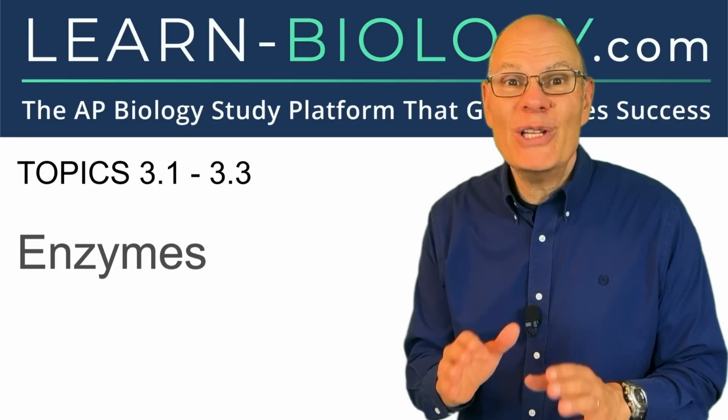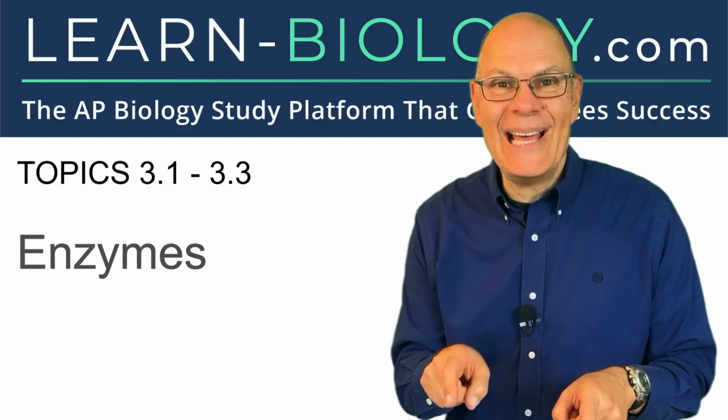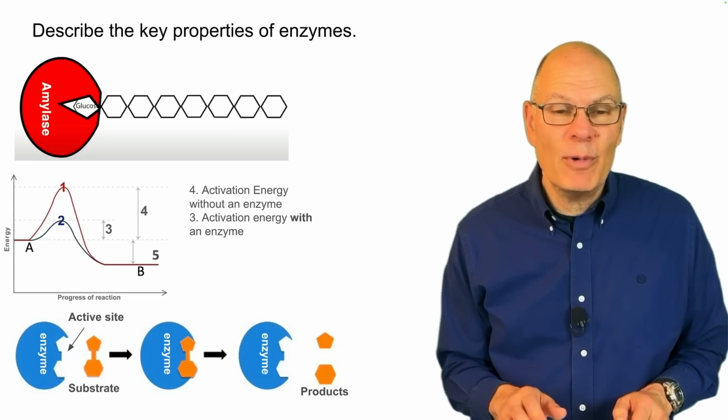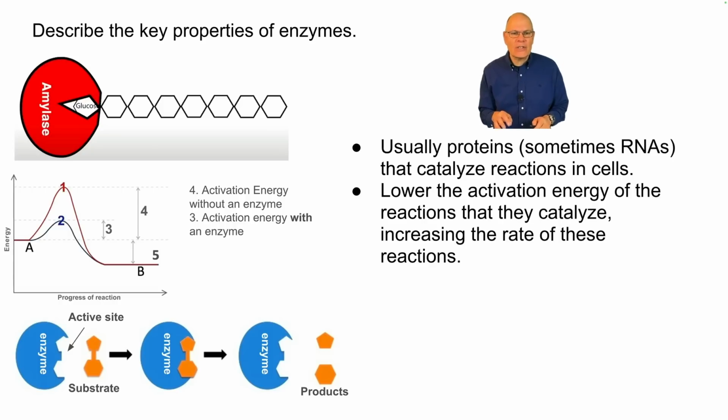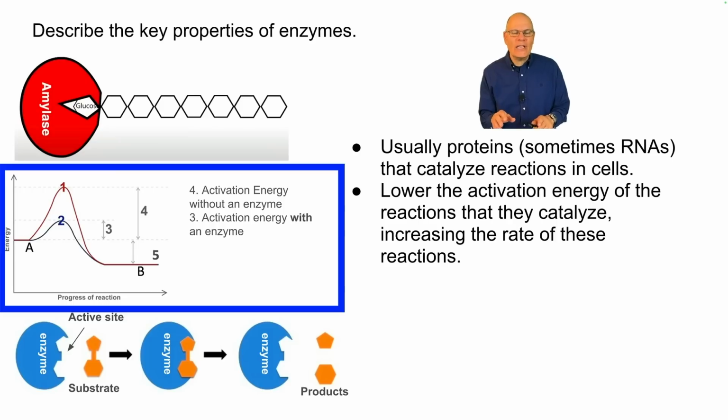Topics 3.1 to 3.3, enzymes. Describe the key properties of enzymes. Enzymes are usually proteins. There are some RNAs that act like enzymes that catalyze reactions in cells. They lower the activation energy of the reactions that they catalyze, increasing the rate of those reactions.